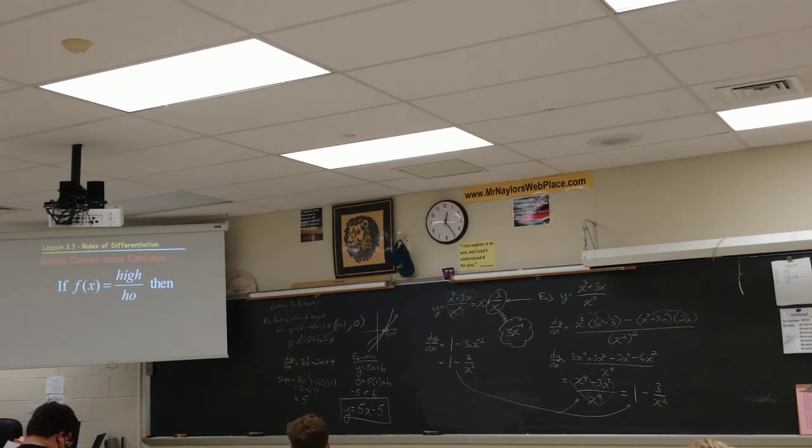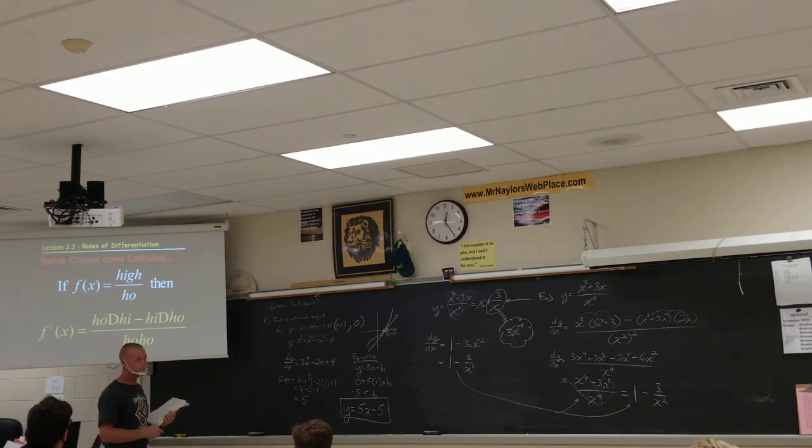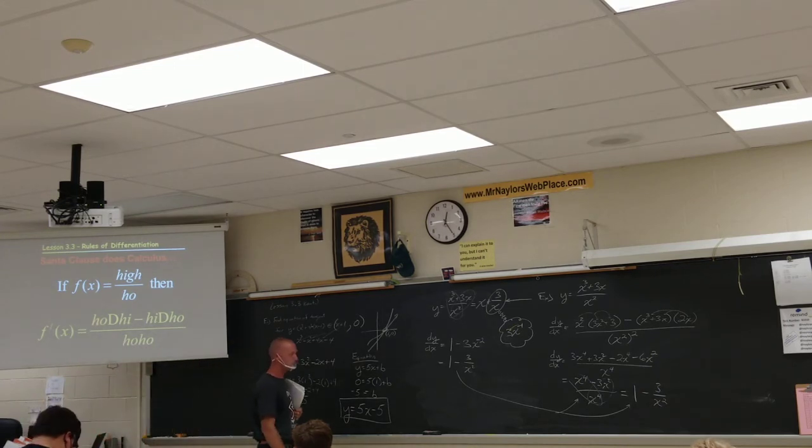Now before I show this to you, I can't take credit for this. I didn't make this up, but it is something silly, and a lot of students use it. So just give it a chance. If you're too cool for school, you might not use it, but it actually is a really fun way to memorize the quotient rule. It goes like this: ho d hi minus hi d ho all over ho ho.